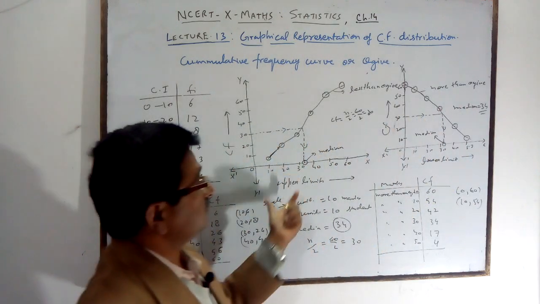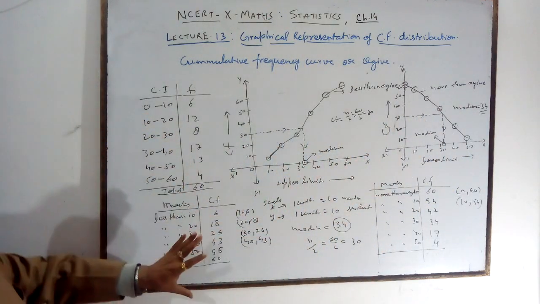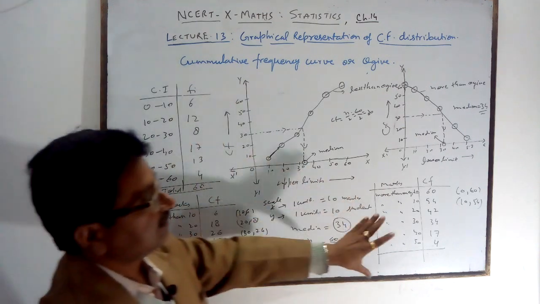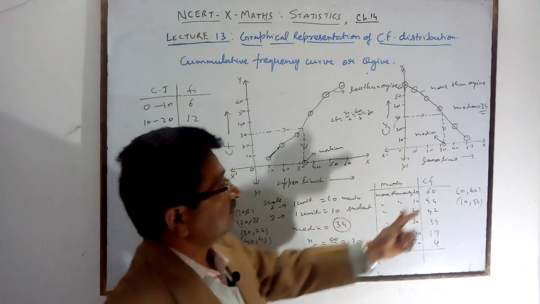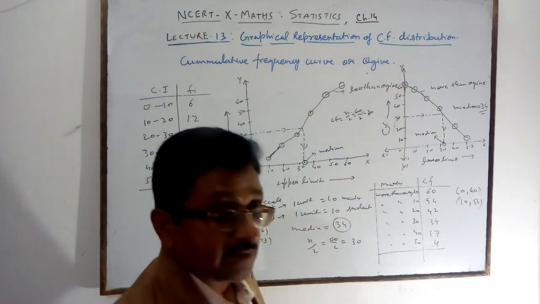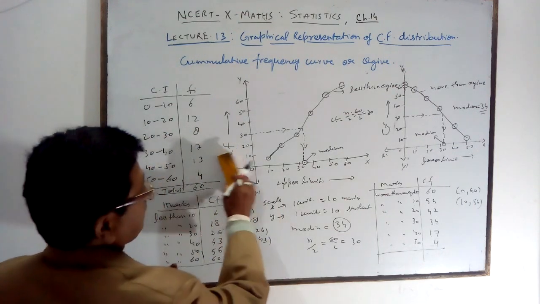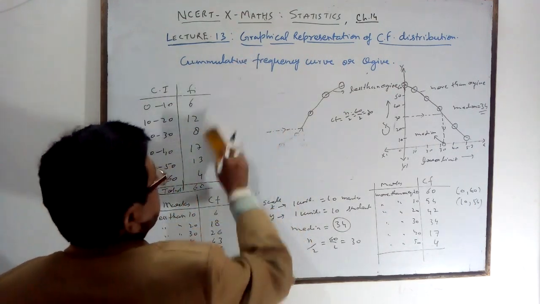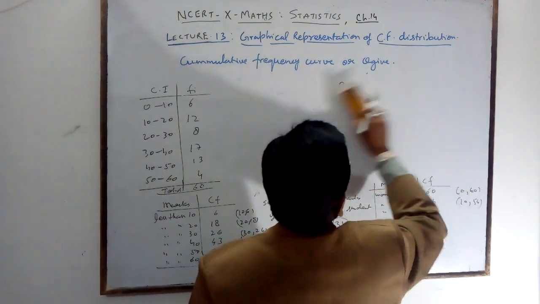By less than ogive and more than ogive, by the same table you are getting the less than type and the more than type. By both you are getting the median directly. You can verify this result by using the formula. Both together you can draw. When you want to draw both together, then what will you do? Same table, you draw the more than and less than both together.